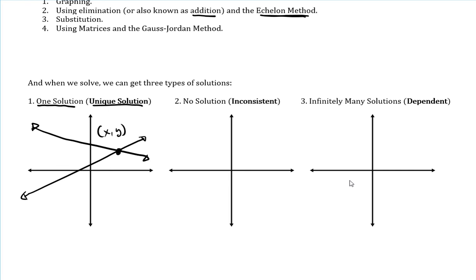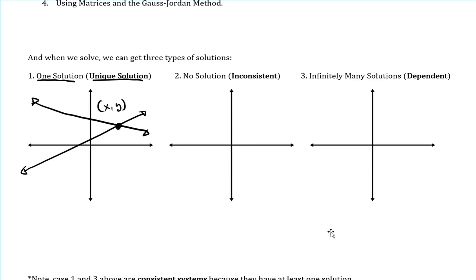I'm just labeling it as x comma y, so it's whatever the values are. Maybe it's 3 and 2, or 5 and 7, or whatever. But this is often the way that we write this. If they're lines and they intersect anywhere, that is the solution. That's our unique solution.